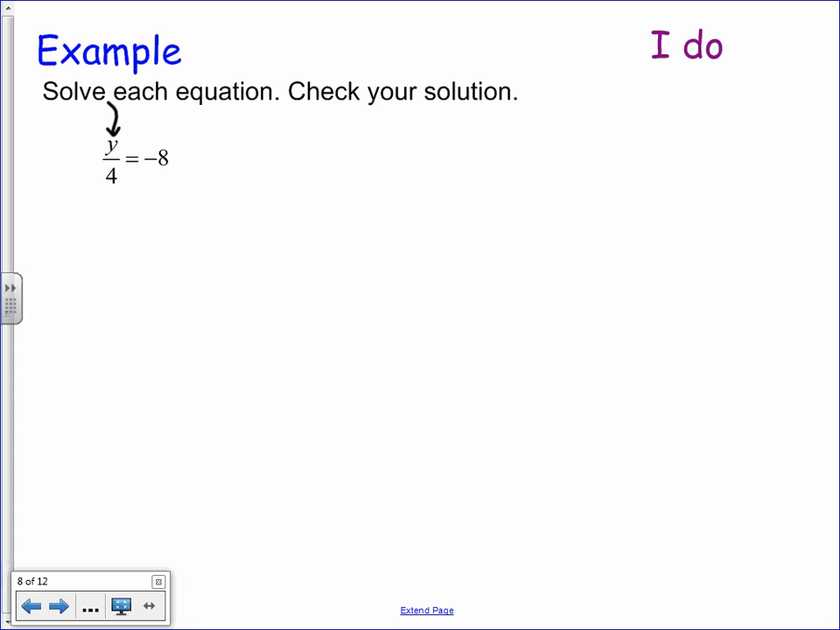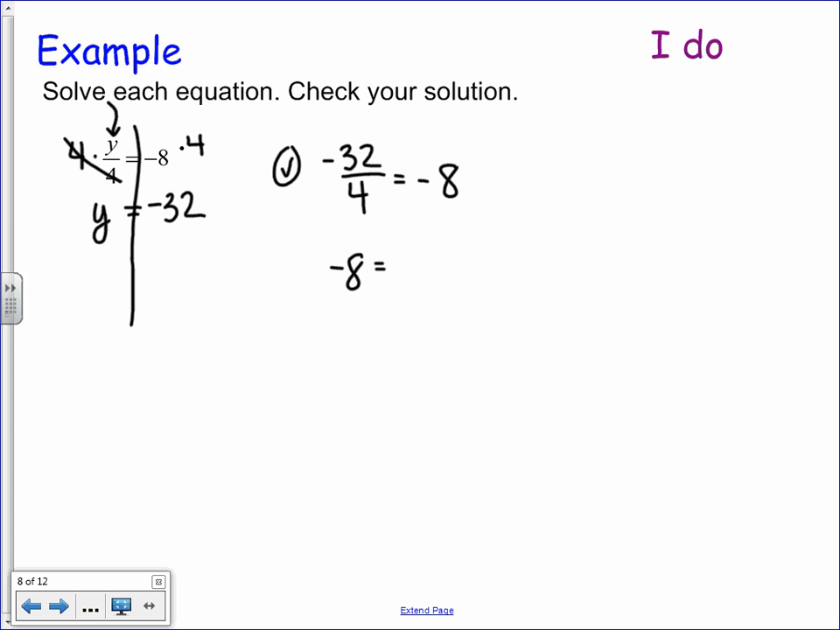What's happening to the y? Well, right now it's being divided by 4. So how do I undo division? With multiplication, right? So to undo division, I got to multiply by 4 on both sides. That will eliminate this 4 here, and I'm left with y. Line down the middle. Y equals -32. Okay, and then I want to come over here and check. -32 in for y, and -8 equals -8.